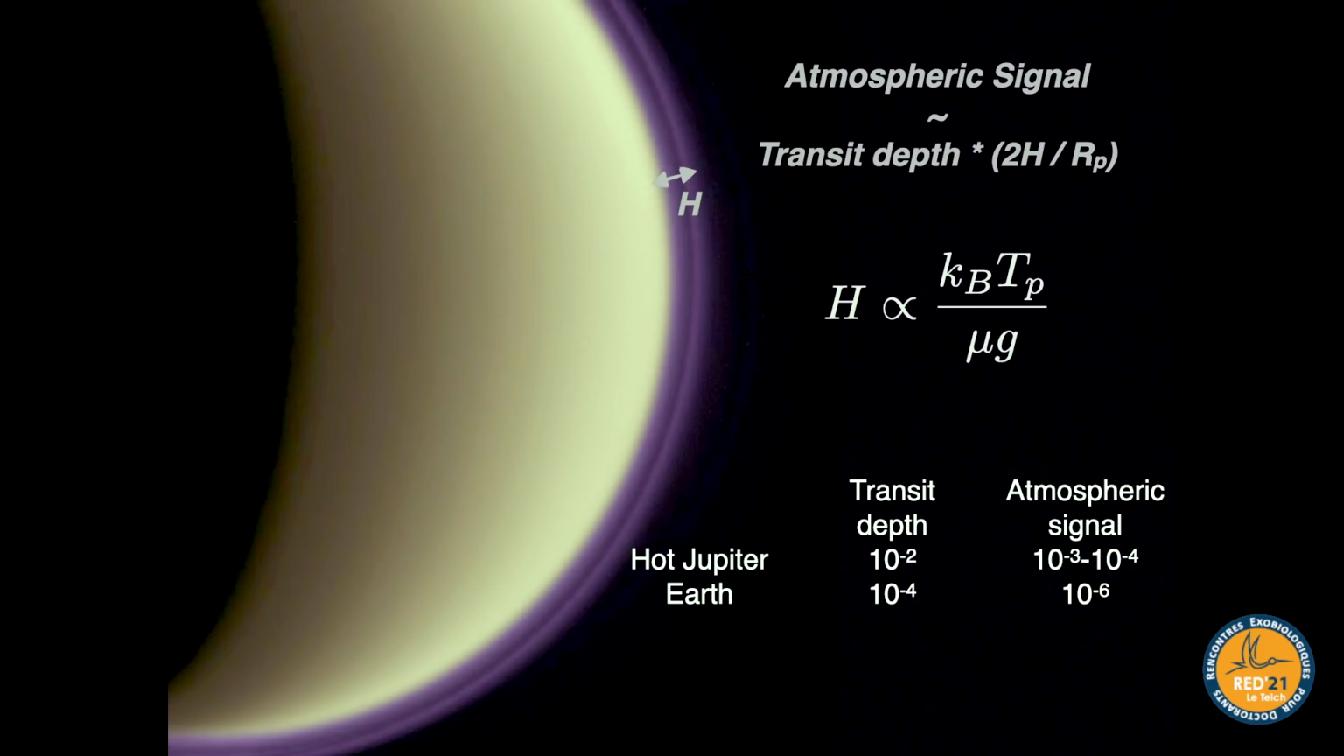Now, just to try to see, can we do that also for much smaller planets than just Jupiters and Neptunes? If you look at the numbers for the Earth, of course that's the same. The Earth has a much smaller transit depth. The atmospheric signal, 10 to the minus 6, is very small, and it's impossible to detect at the moment.